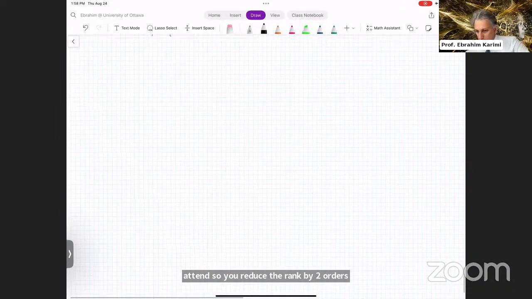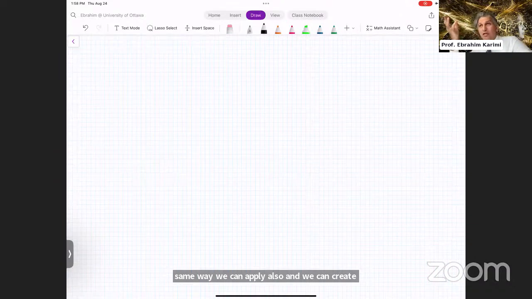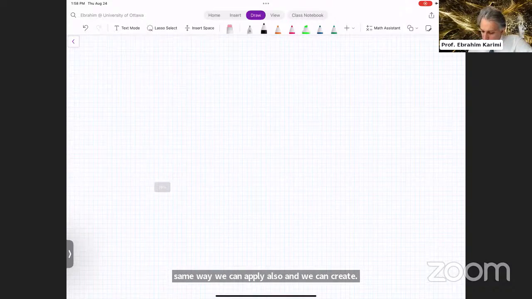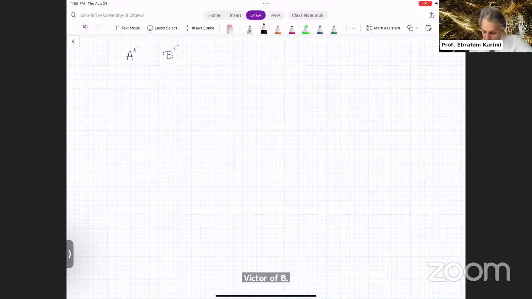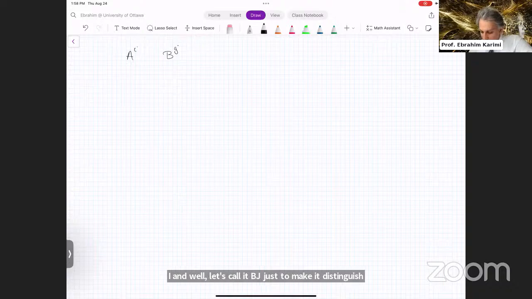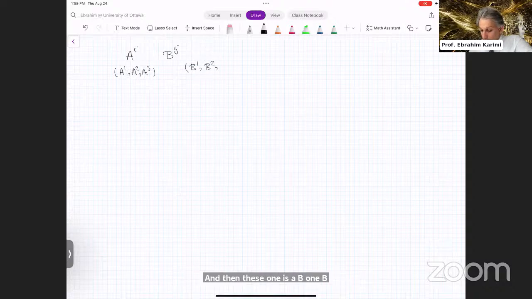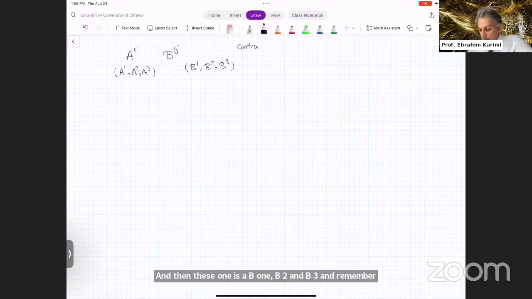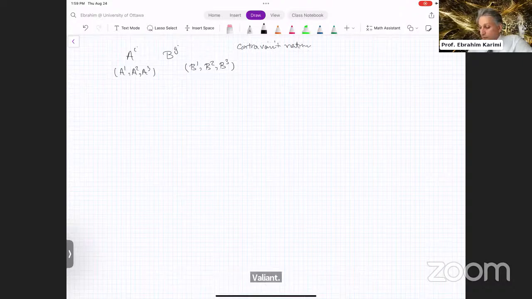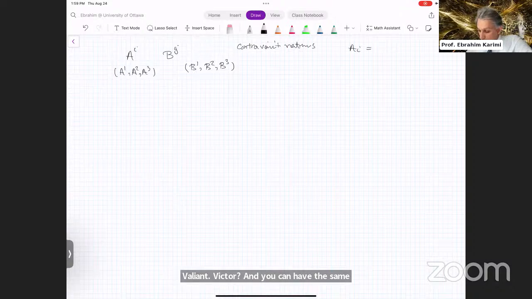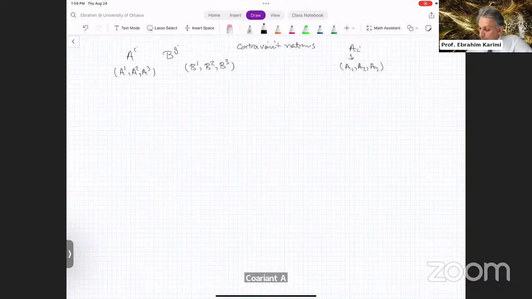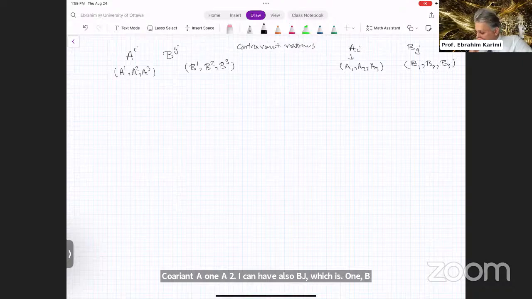In the same way, we can also create a tensor from vectors. For example, you can take a vector A_i, which is a contravariant vector, and a vector B_j. Let's call it B_j just to distinguish the indices. They are different because the components you have are A1, A2, and A3, and then B1, B2, and B3. Remember that those are contravariant vectors. And you can have the same ones, A_i, which is covariant A1, A2, and A3, and B_j, which is B1, B2, and B3, which are covariant vectors.